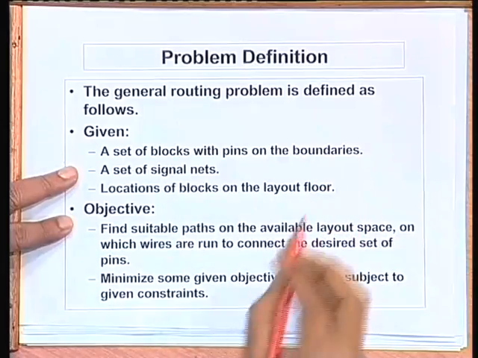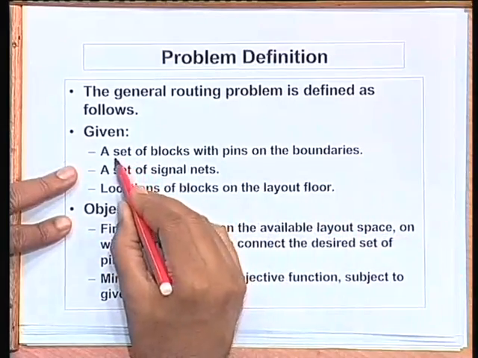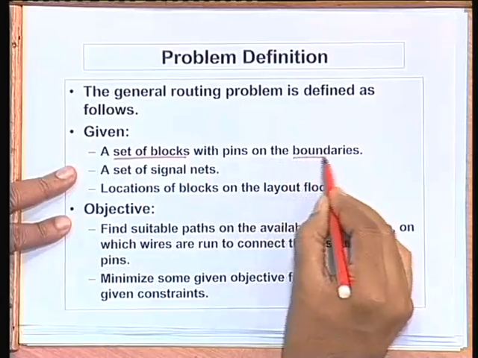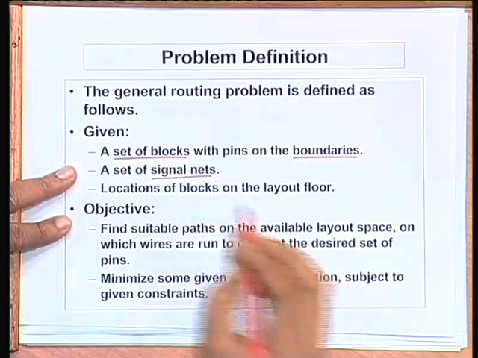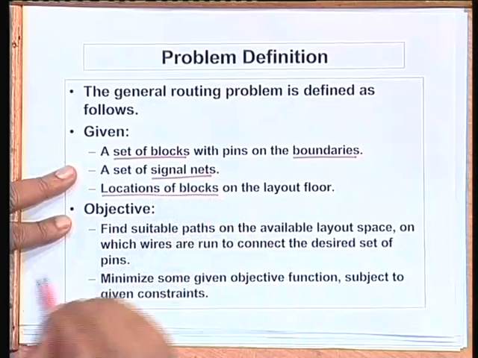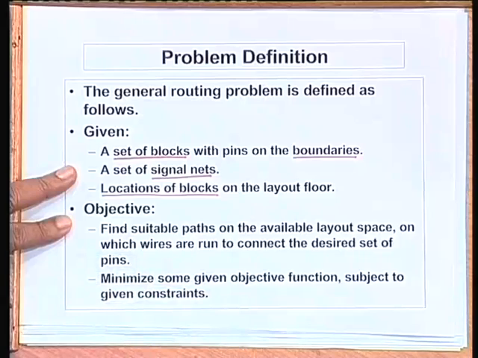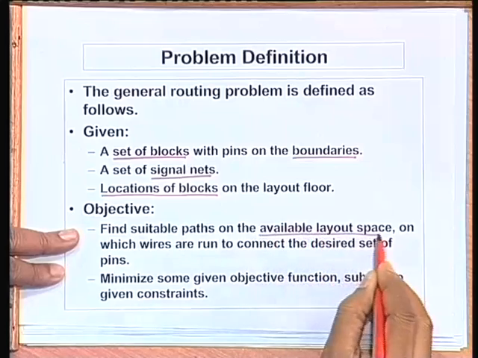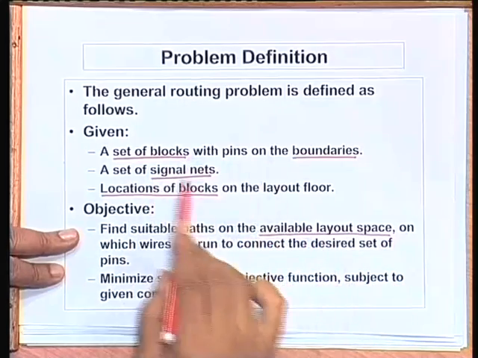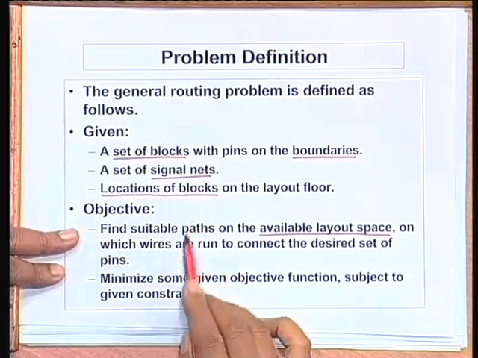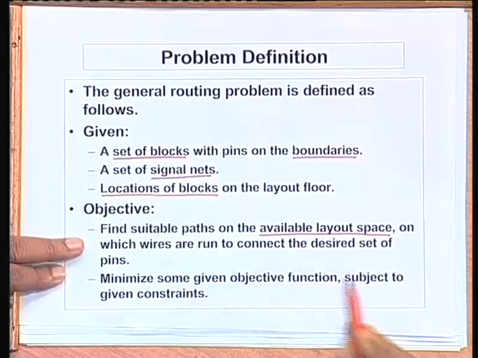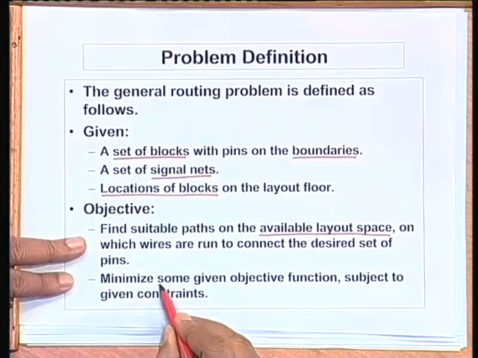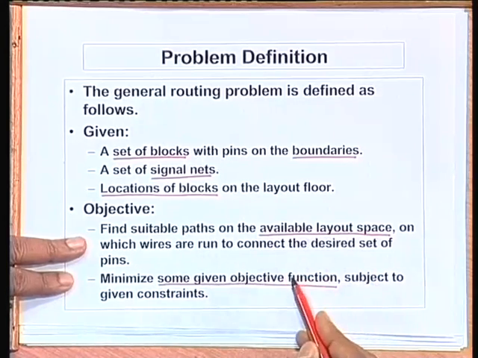Okay. So, the problem definition is, well, in case we are basically talking about the grid routing for the time being, we have a set of blocks with pins on the boundaries of the blocks, a set of signal nets and the precise location of the blocks which have been fixed during placement, right. Our objective is to find suitable paths on the available layout area space. So, the space which are already taken up by the blocks, they are not available for the interconnection obviously, and we will have to minimize some objective function while we are trying to carry out the interconnection.